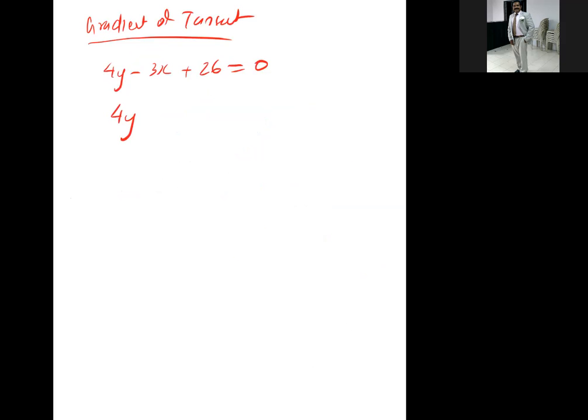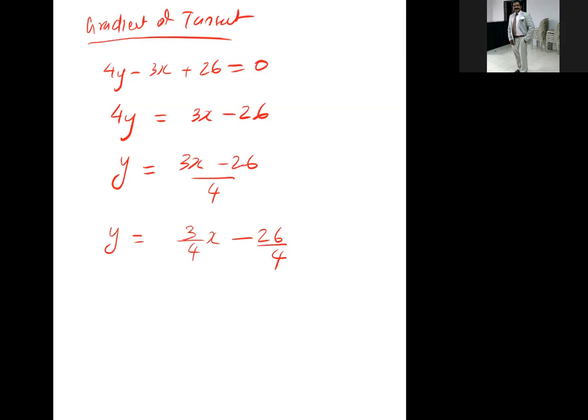And what will be the gradient of the tangent? What was our equation? 4y minus 3x plus 26 is equal to 0, or 4y is equal to 3x minus 26, so y is equal to 3 by 4x minus 26 by 4. So the gradient of the tangent is 3 by 4.